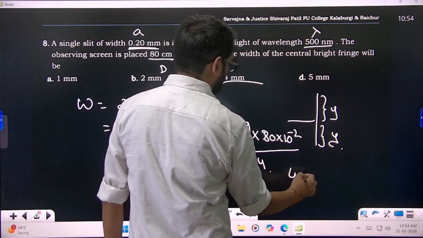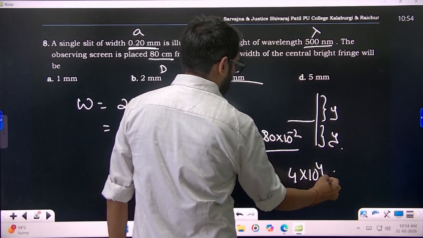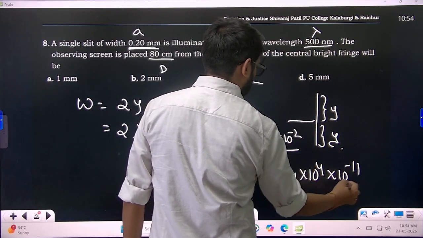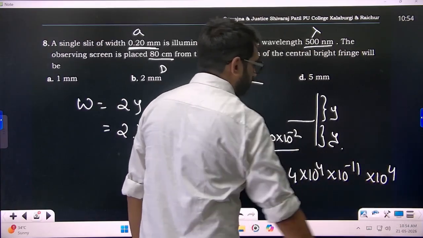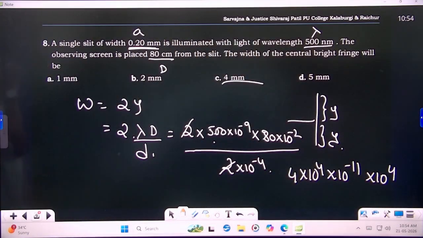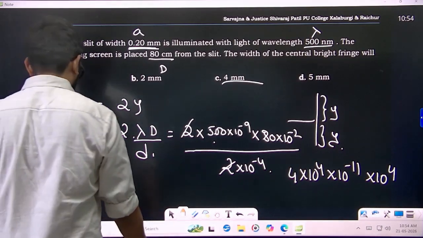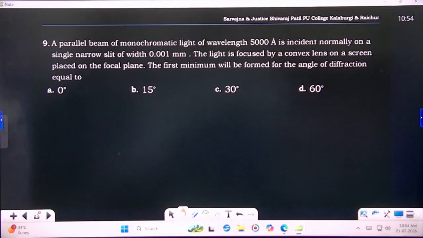So 4 into 10 to the power of 4 into 10 to the power of minus 11 into again 10 to the power of, this one goes to the numerator, 4. So you are getting 4 into 10 to the power of minus 3. So this one. Next, 9th.